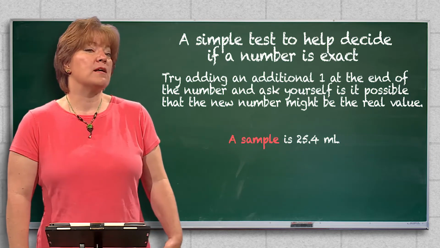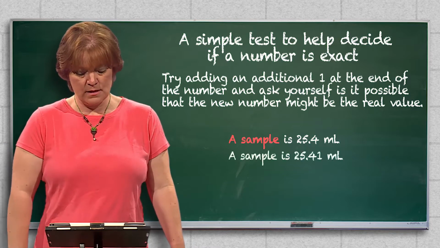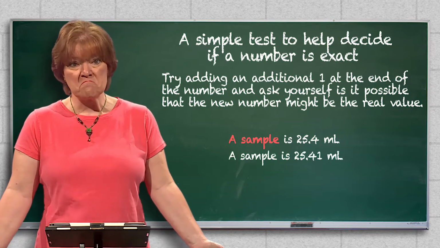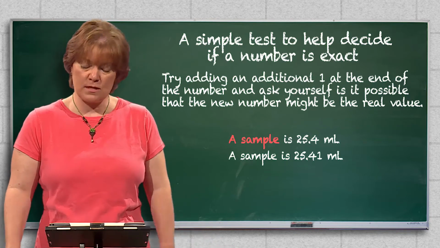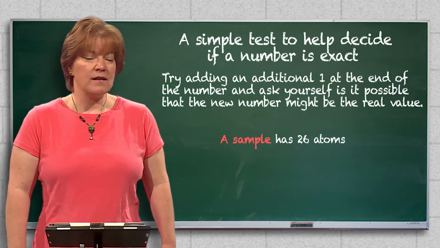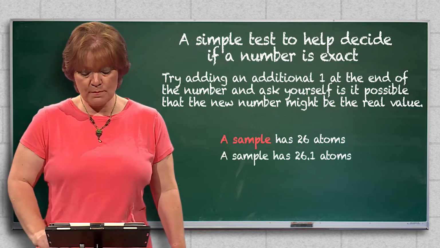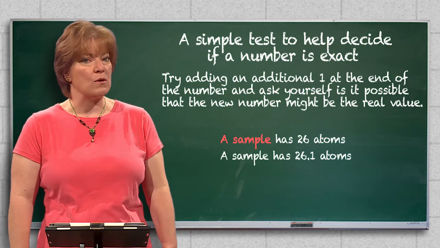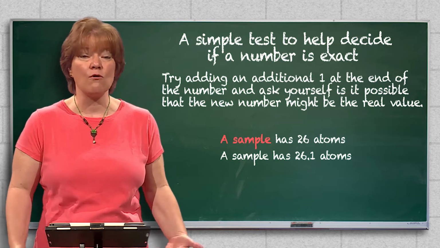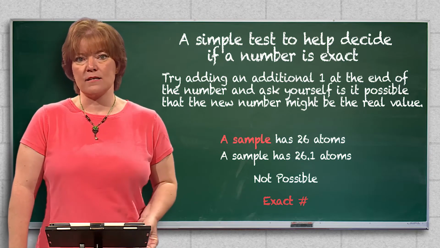We have another example, and a sample has 25.4 milliliters. What if that sample really had 25.41 milliliters? That could be possible if it was measured with a better device. Maybe that's what it is. So that would be a measured number. Another example is a sample has 26 atoms in it. Could it be possible that a sample has 26.1 atoms in it? No, because you can't have 1/10 of an atom. You can only have whole atoms. Therefore, we'd say that that is not possible. That is an exact number.